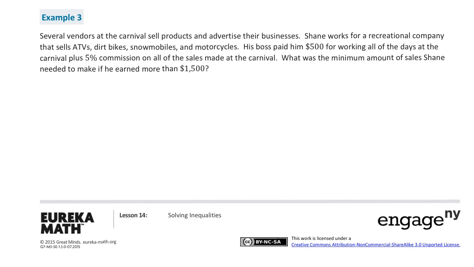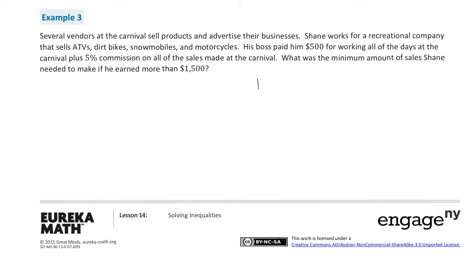Let's move on to example 3. Several vendors at the carnival sell products and advertise their businesses. Shane works for a recreational company that sells ATVs, dirt bikes, snowmobiles, and motorcycles. His boss paid him $500 for working all of the days at the carnival, plus 5% commission on all the sales made at the carnival. What was the minimum amount of sales Shane needed to make if he earned more than $1,500?